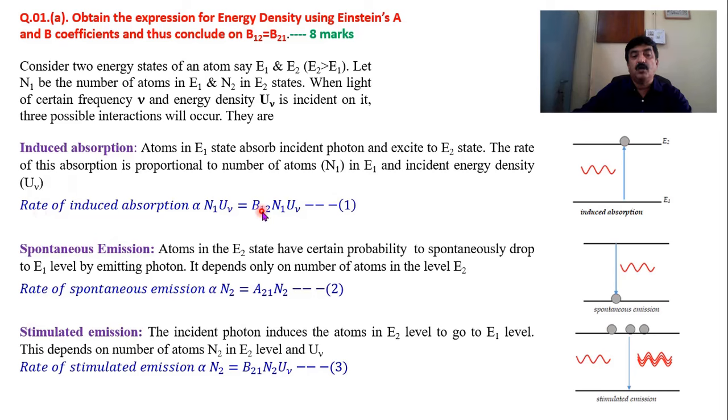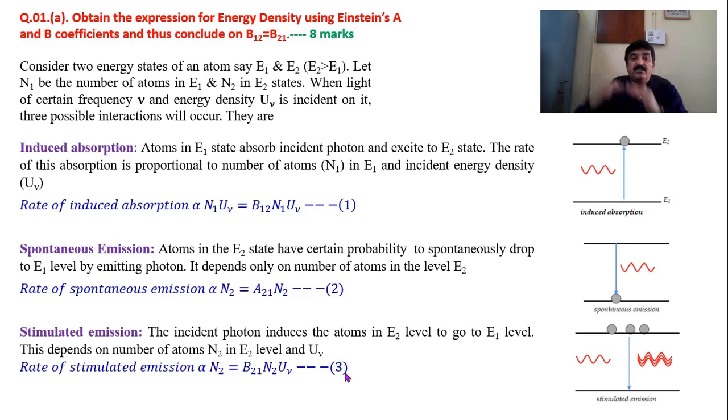Rate of absorption B12 N1 U gamma. Rate of spontaneous emission A21 N2. Rate of stimulated emission B21 N2 U gamma. That means incident light. Okay, incident rate. That means absorption rate. Okay, then spontaneous emission rate, and then stimulated emission rate.